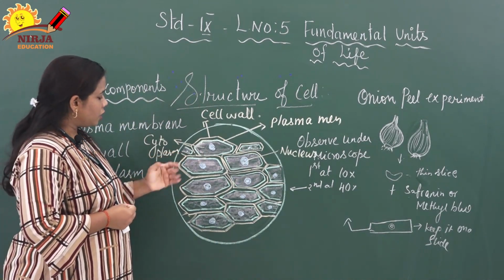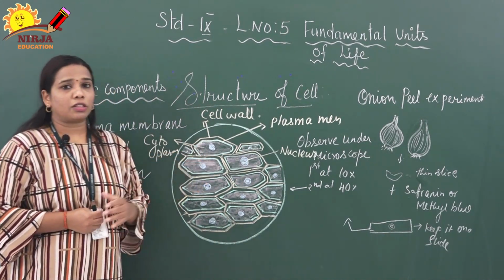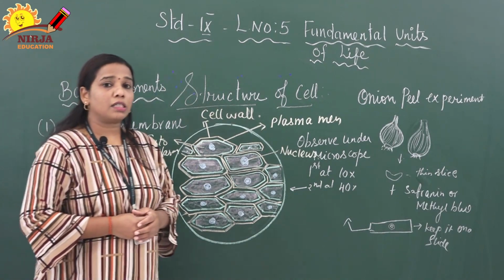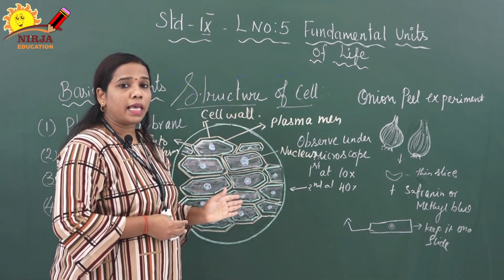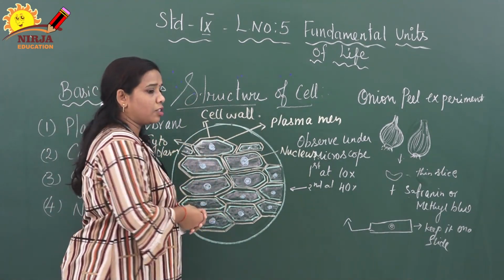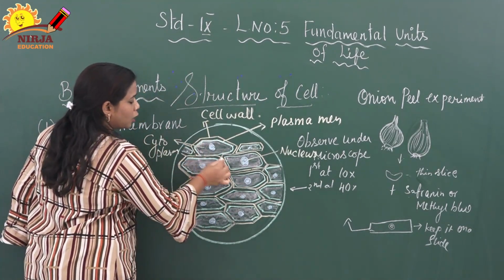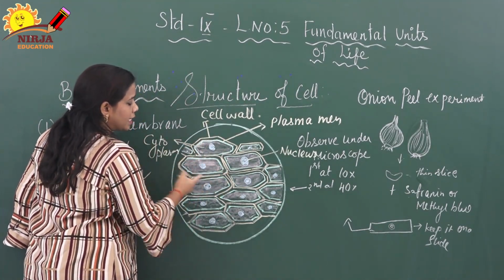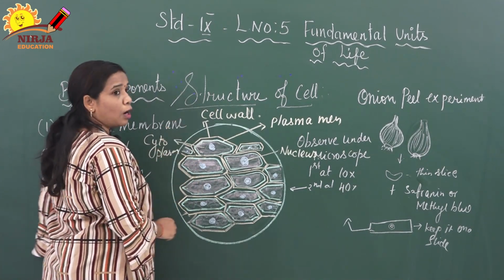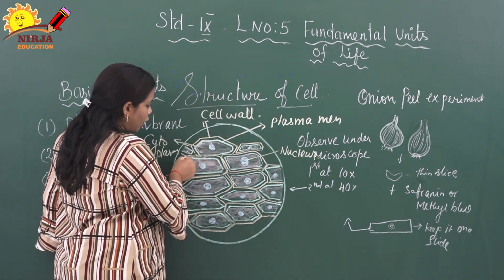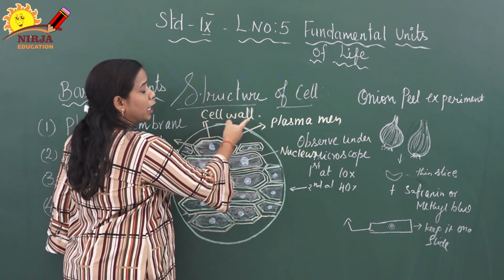Just notice this structure, it is a honeycomb-like structure. In yesterday's class we also discussed that Robert Hooke discovered the cell, and it looks like a honeycomb-like structure. Here, if you see this cell, suppose I am taking one cell, the one cell is composed of 4 different components.